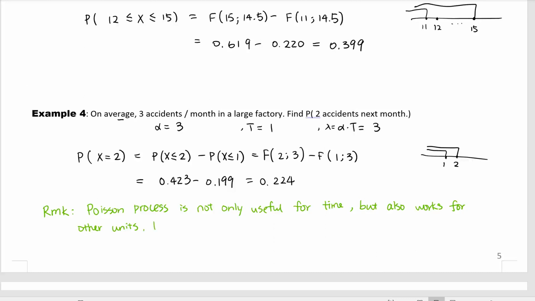Like example 5 in your homework. You can work with miles or milliliters, and many other units. All right, so that is session 4.7. Remember, if you have questions, feel free to print screen and ask me through emails or visit our online office hours.